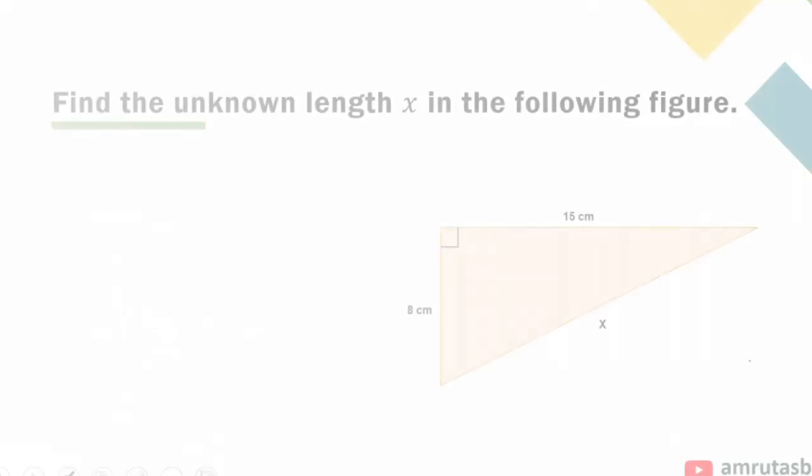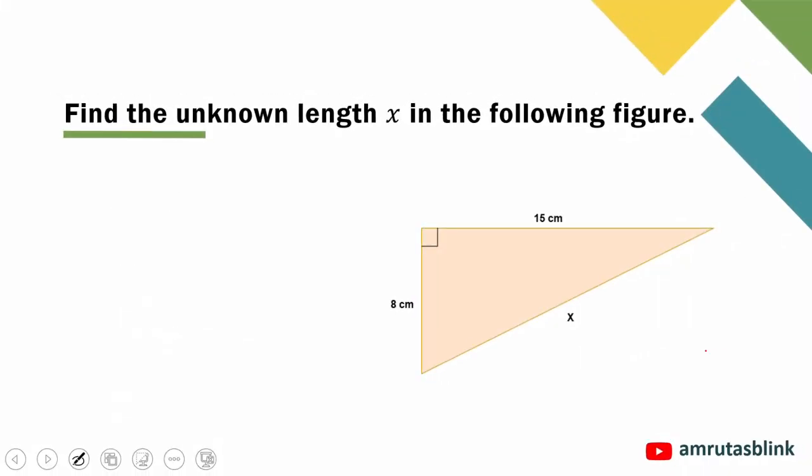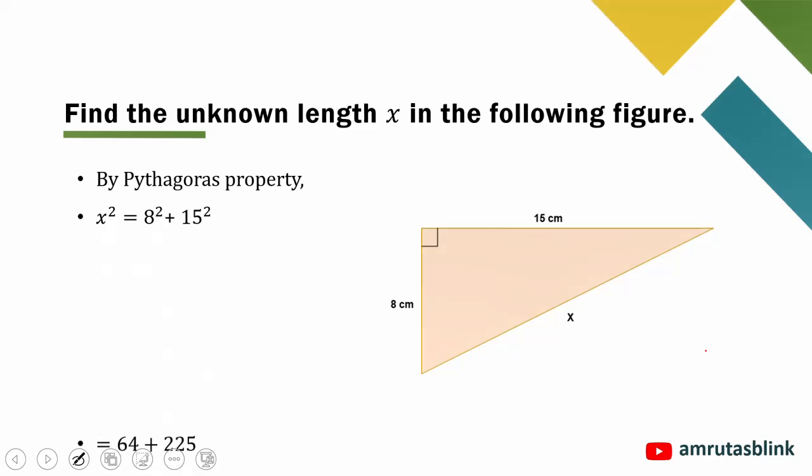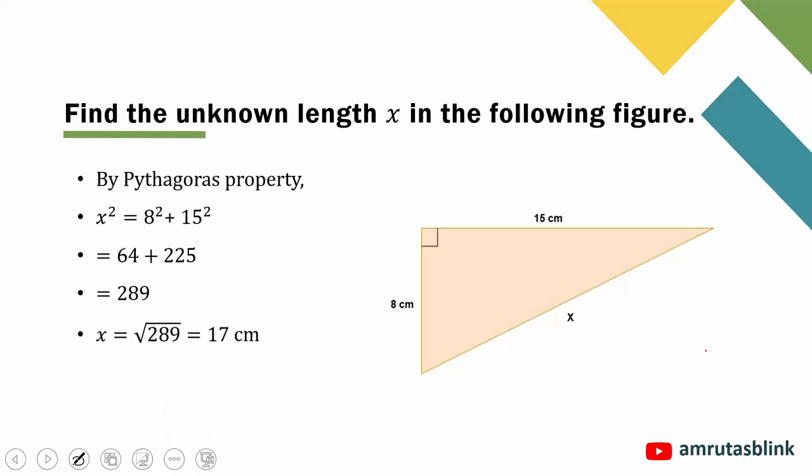Find the unknown length x in the following figure. Now here also x is a hypotenuse. So by Pythagoras property, x square is equal to 8 square plus 15 square is equal to 64 plus 225, which is equal to 289. Hence x is equal to square root of 289, which is equal to 17 cm.